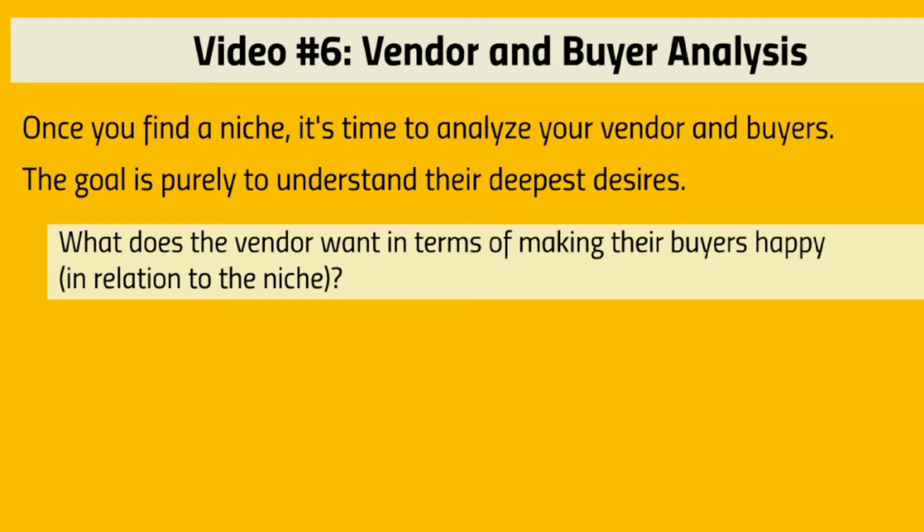So the first question is, what does the vendor want, in terms of why they want to do something and how they want to do it, as far as making their buyers happy? In other words, when a vendor sees something, they either think, this is something my buyers definitely don't want, or this is something my buyers really, really want, and I want to make a special deal with another vendor for my buyers.